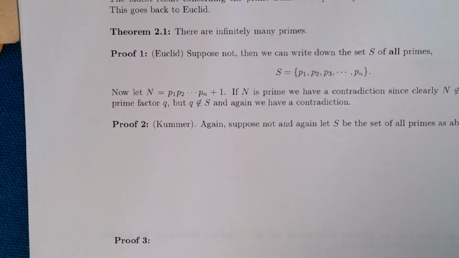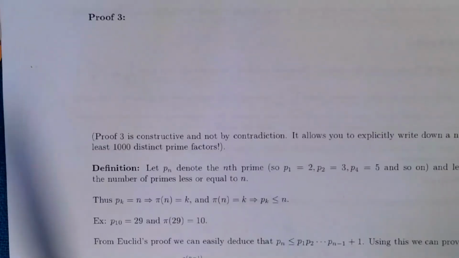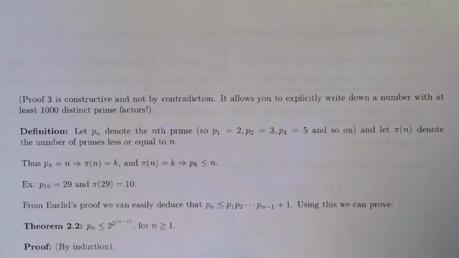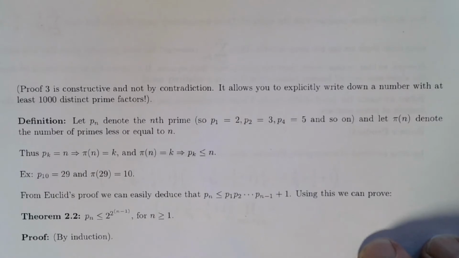So that's an interesting proof, slightly different in flavour to the other two proofs. So this one is in fact constructive. You can explicitly write down any number of primes you like. So if you wanted 1,000 distinct primes, then you could use this method to do it.